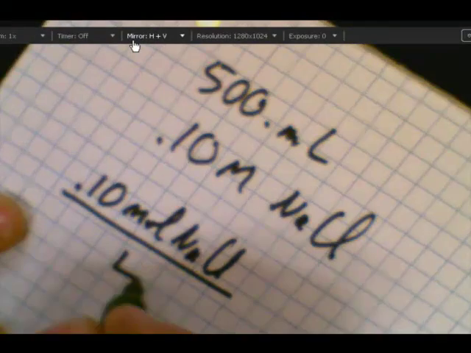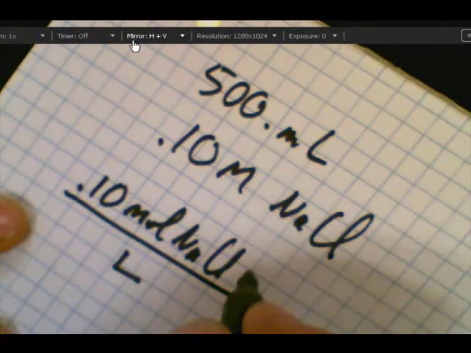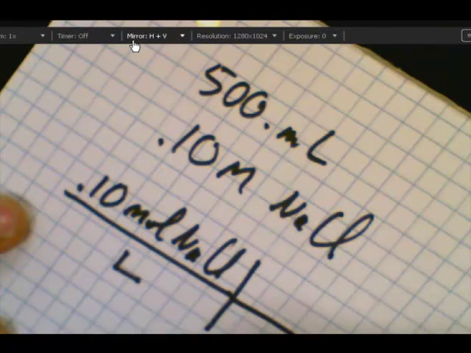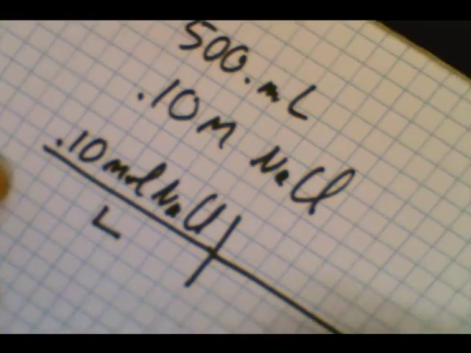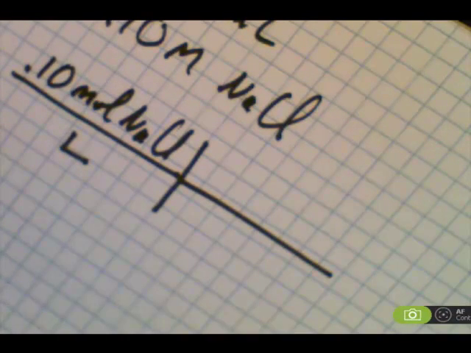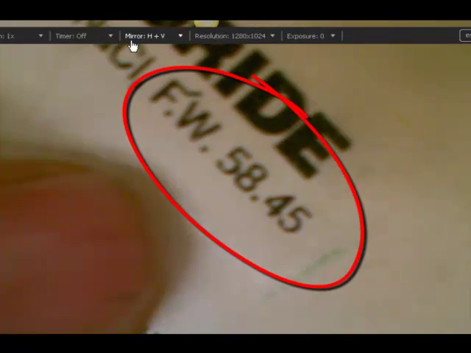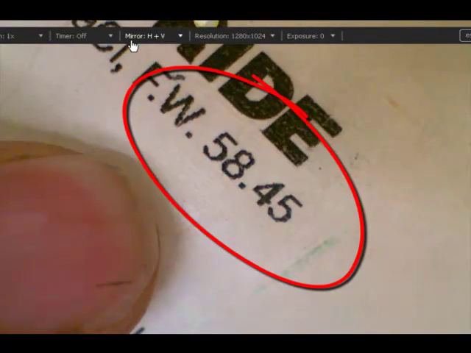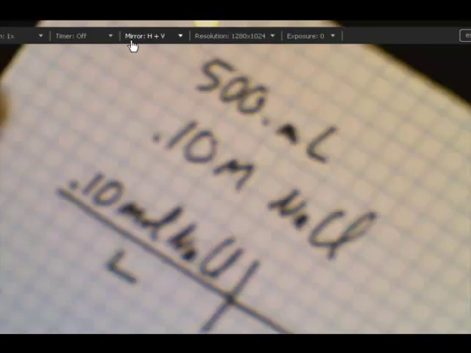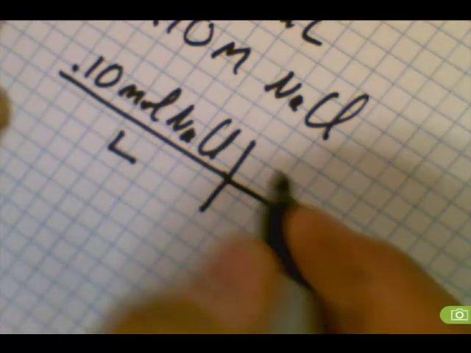What's the molar mass of sodium chloride? That's the next thing I need to know. Well, I can calculate it, or I can look it up. Here's my bottle of sodium chloride, and it lists the formula weight, which is 58.45 grams per mole. That's the molar mass. So I'll put that in here next, 58.45 grams per mole.